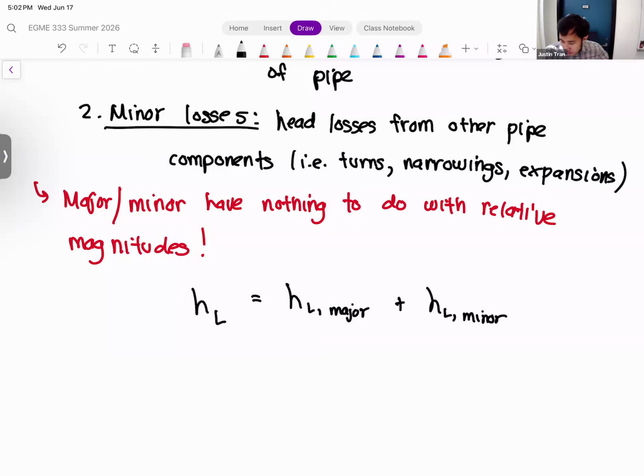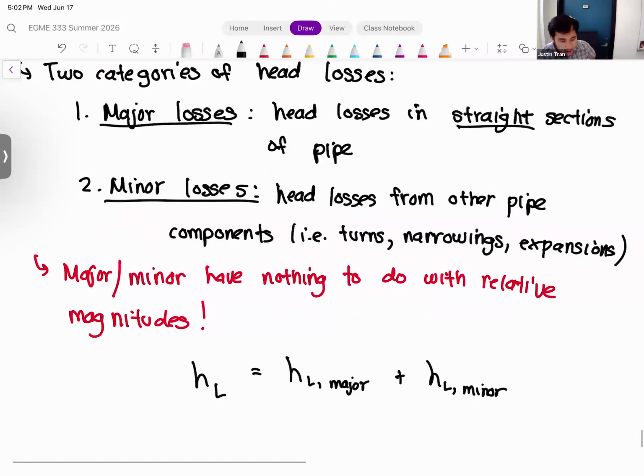The only difference between major and minor losses is in terms of where they occur in a piping system. Major losses are only for straight segments, right? So segments that have no bends or turns, no changes in diameter. Minor losses are essentially everything else. Any questions on this before we move on to major losses?